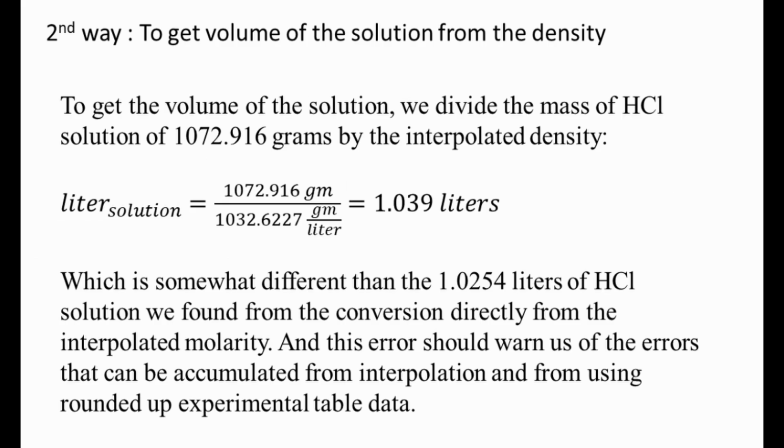To get the volume of the solution, we divide the mass of the HCl solution of 1072.916 grams by the interpolated density. The liters of solution is 1072.916 grams divided by 1032.6227 grams per liter equals 1.039 liters. This is somewhat different from the 1.0254 liters of HCl solution we found from the conversion directly from the interpolated molarity. And this small error should warn us of the errors that can be accumulated from interpolation and from using rounded up experimental data.